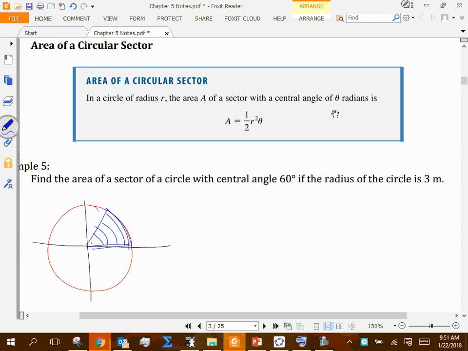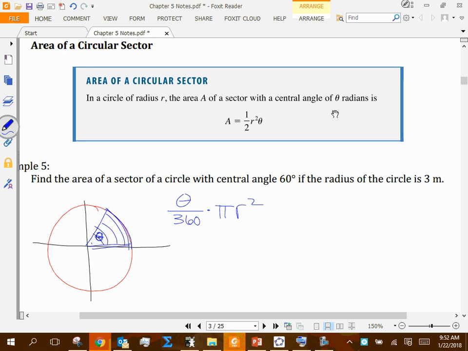Back in geometry, we said that this thing was equal to whatever theta was, and theta is going to be that angle, so your central angle, divided by 360 times pi r squared, right? Pi r squared then is your area formula for a circle, okay?